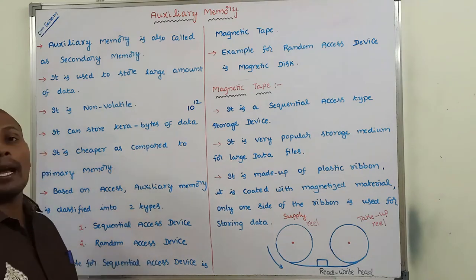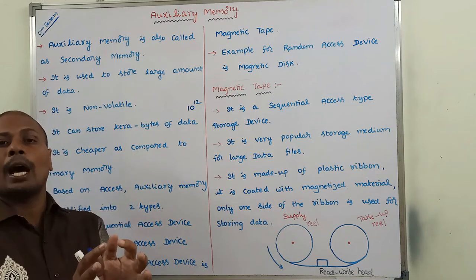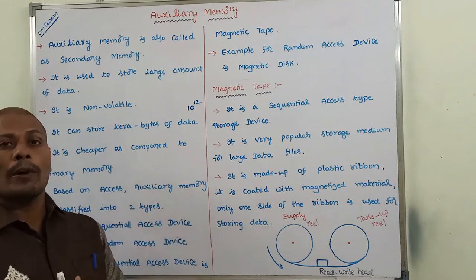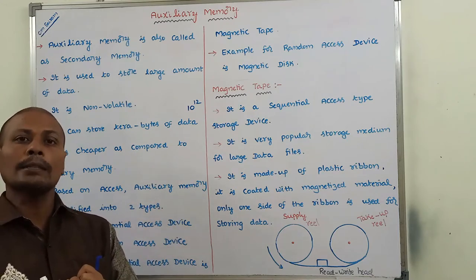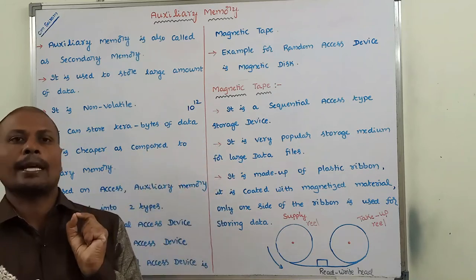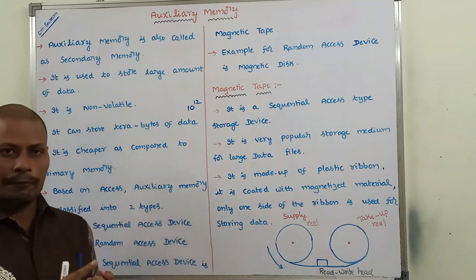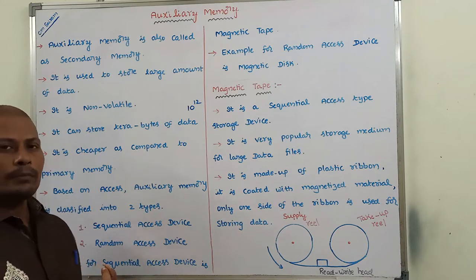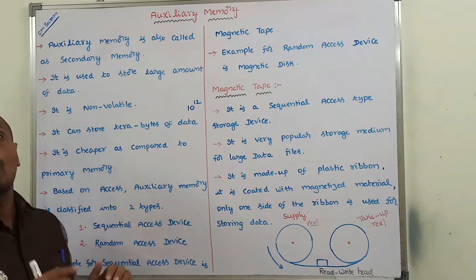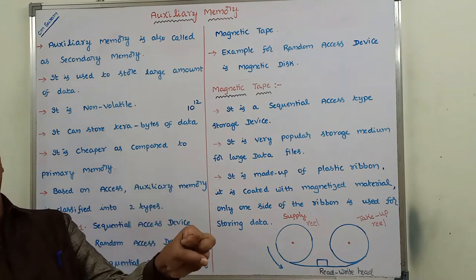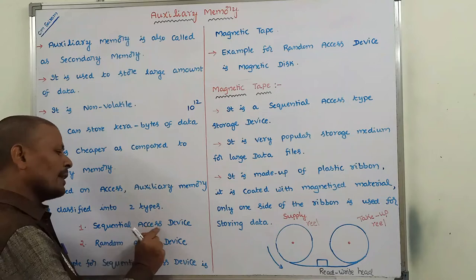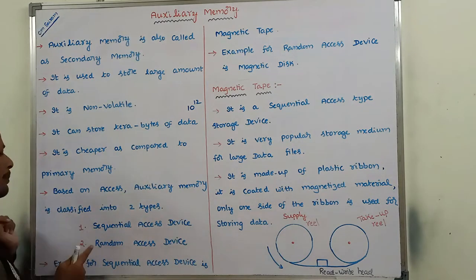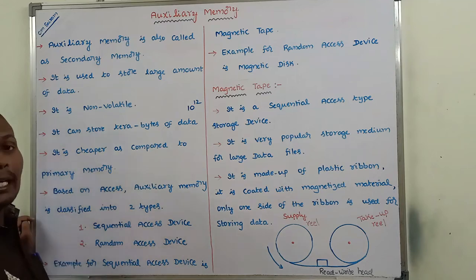Second type is random access device. Whatever data we require, that data can be accessed randomly. Suppose there are five songs and we want to access the third song. So directly we can access that third song. In the previous case, first we have to access the first song, then the second song, and after that the third song. But in the case of random access device, whatever data we require can be accessed directly, whereas in a sequential device it is accessed sequentially. That is the difference between sequential access device and random access device.